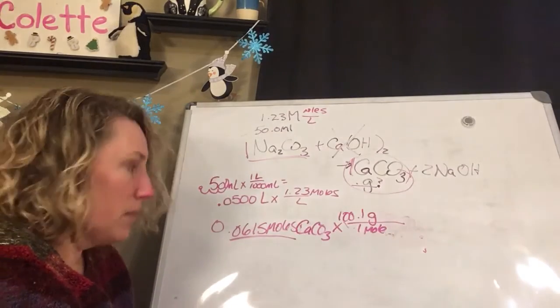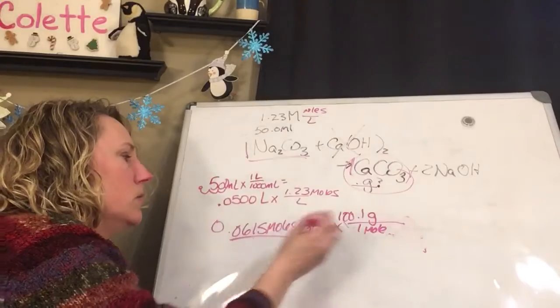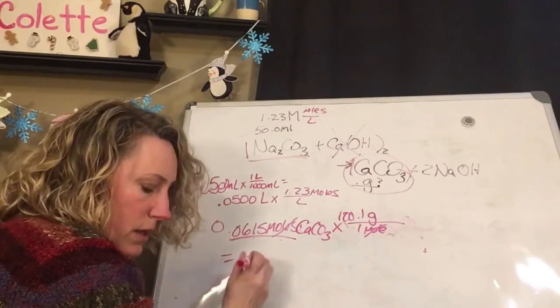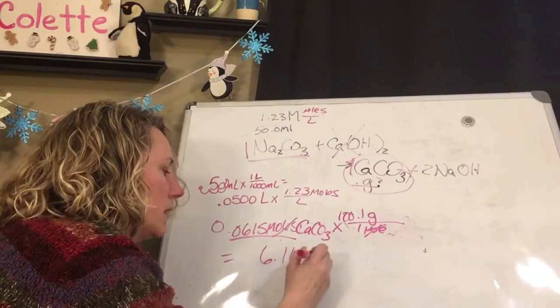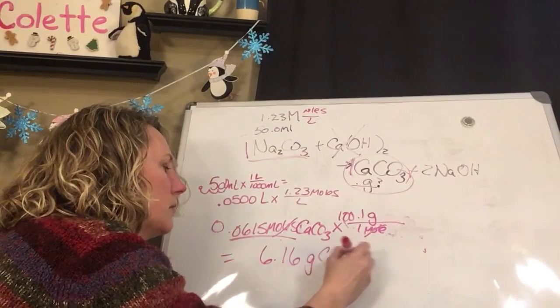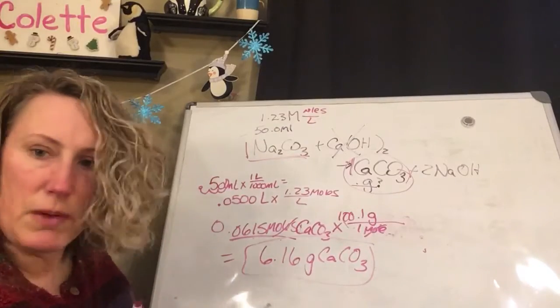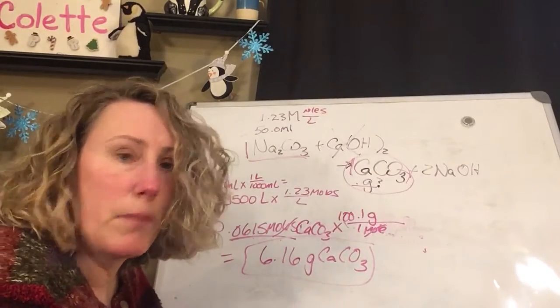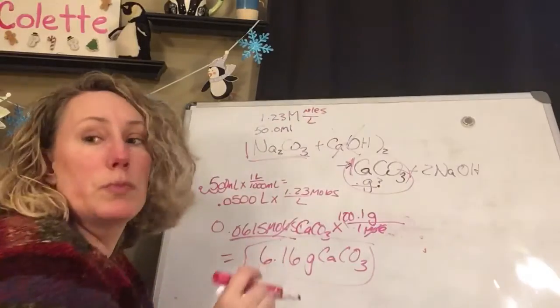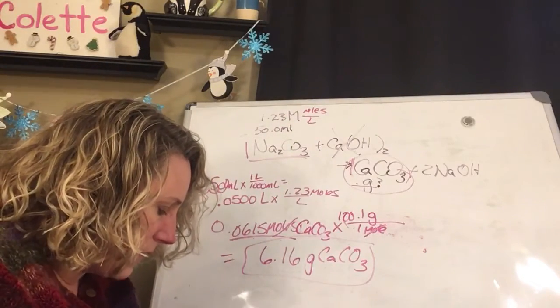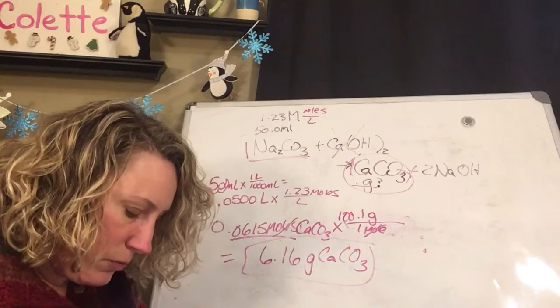So I take my 0.0615 moles, my moles are going to cancel, and I will end up with 6.16 grams of calcium carbonate. Okay, so it's just a stoichiometric problem. You just need to remember that molarity is moles per liter. Okay, so I'm going to move on.